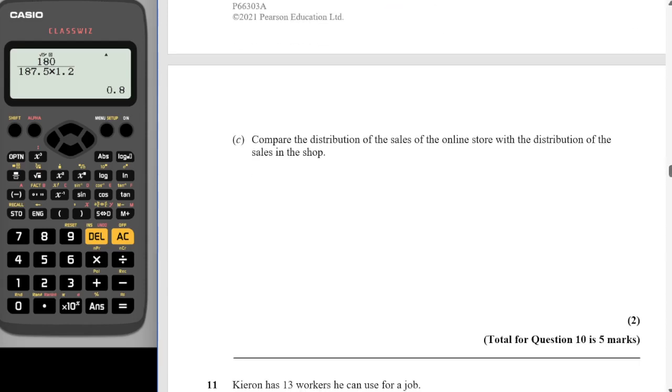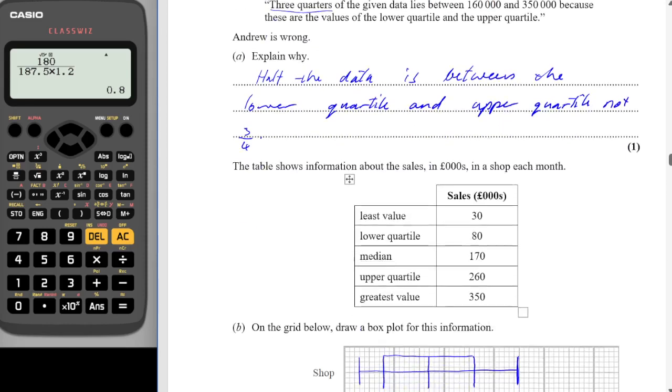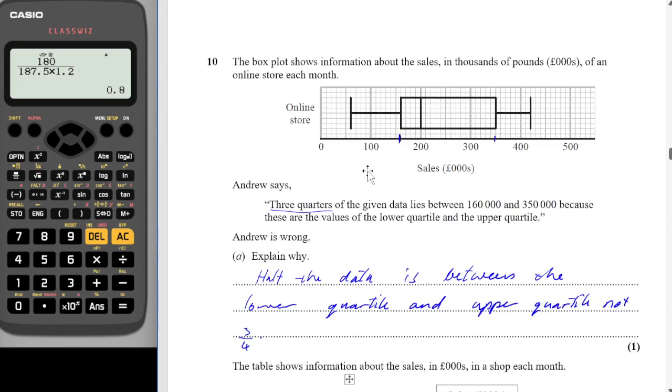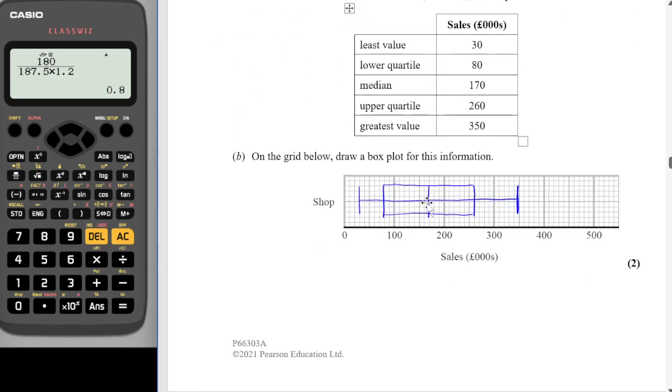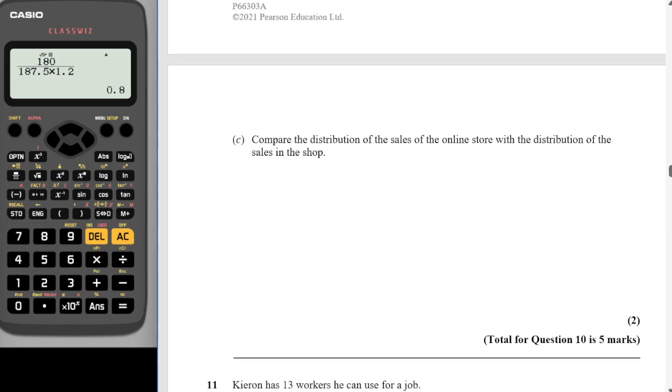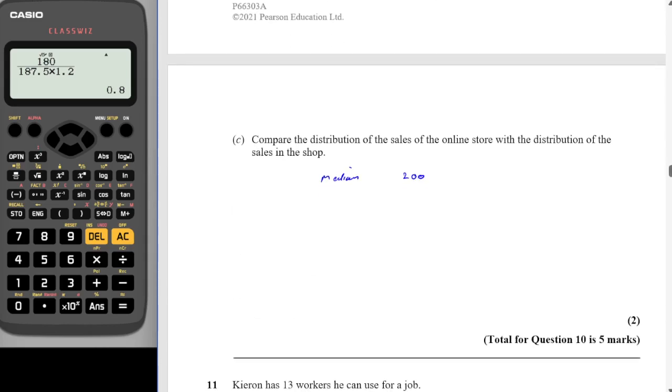Okay, C, compare the distribution of sales in the online store with the distribution of sales in the shop. So for this, we make two comparisons, one about the median. So we've got a median of 200 versus a median of 170. Let me just look. So median, and I think the 200 and 160, I think. 170.